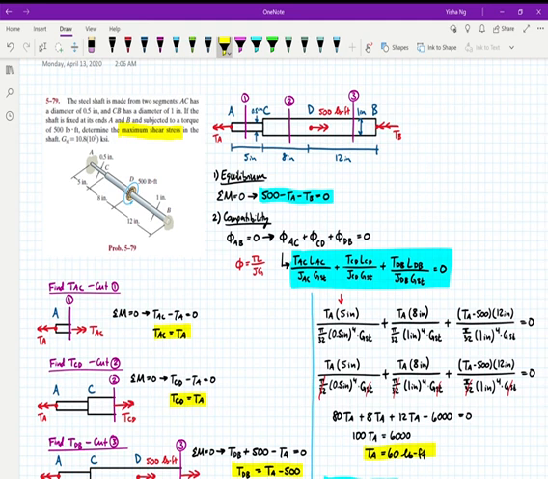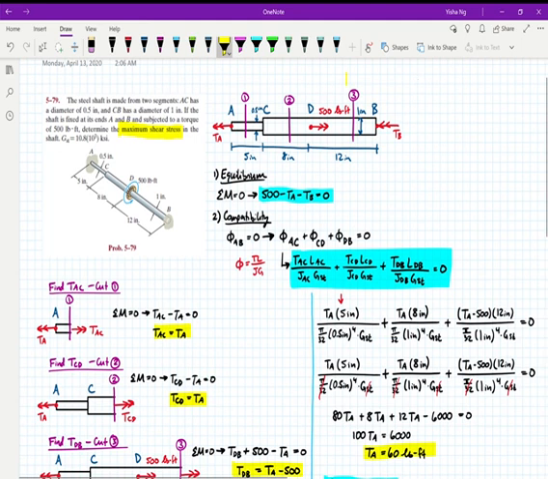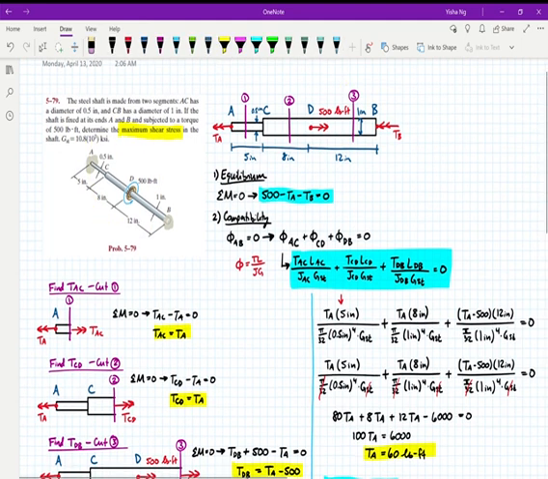So what we're going to do first is equilibrium. What I've done here is I've just redrawn this figure from a straight on 2D side view, just because it's a little more straightforward. And I've replaced these fixed supports with torque at A and torque at B.